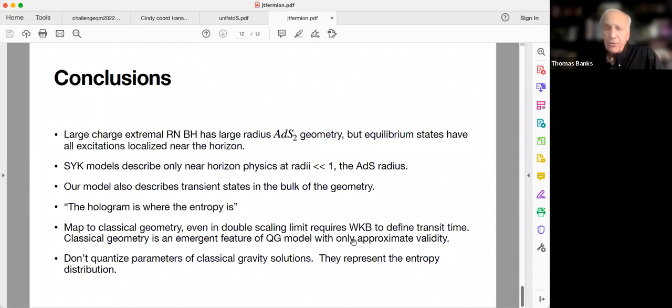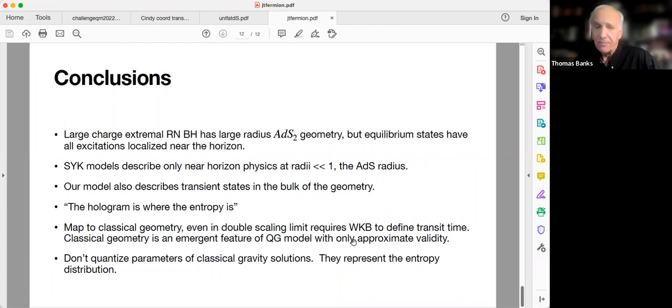So what are the conclusions of this investigation? First of all, we've constructed a model in which a large charge extremal Reissner-Nordström black hole has a large radius AdS2 geometry. We have described quantum models which can actually reproduce the semi-classical physics of relativistic fermions moving in that geometry. In those models, we also have SYK interactions, but the SYK models describe only the near horizon physics at radii much less than the AdS radius.